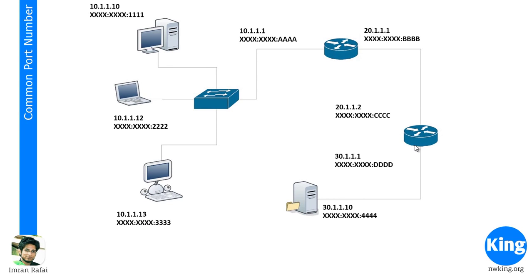So now let's look at a data flow through our network with whatever little information we know so far. Let's assume that this computer 10.1.1.10 wants to communicate with this file server at 30.1.1.10. Whatever you see below that in XXX, that's the MAC address. I have put the MAC address with only the last 4 hexadecimal digits, because this is an example. Normally it is a 48-bit number, with 12 hexadecimal digits.